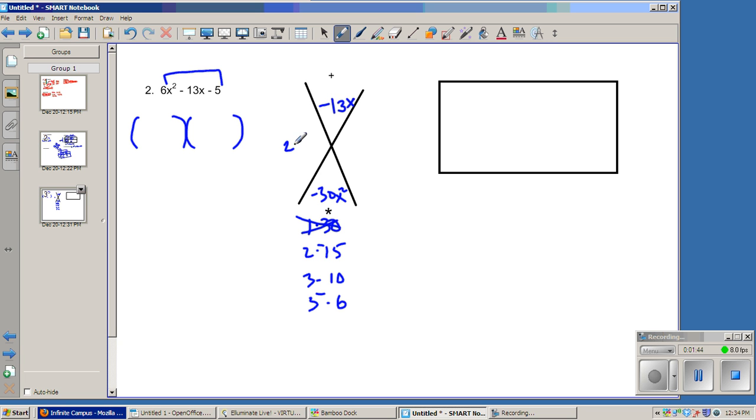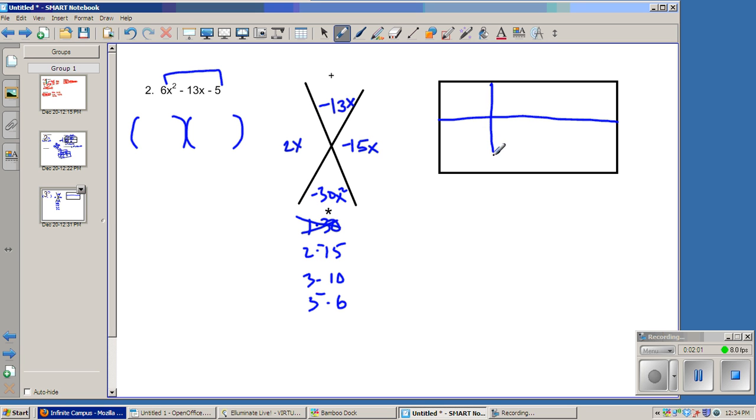So I'll put 2x and negative 15x. This meets all the requirements. When I multiply them together, it's negative 30x squared. And when I add them together, I get negative 13x. So I'm ready to go over here and draw my box.